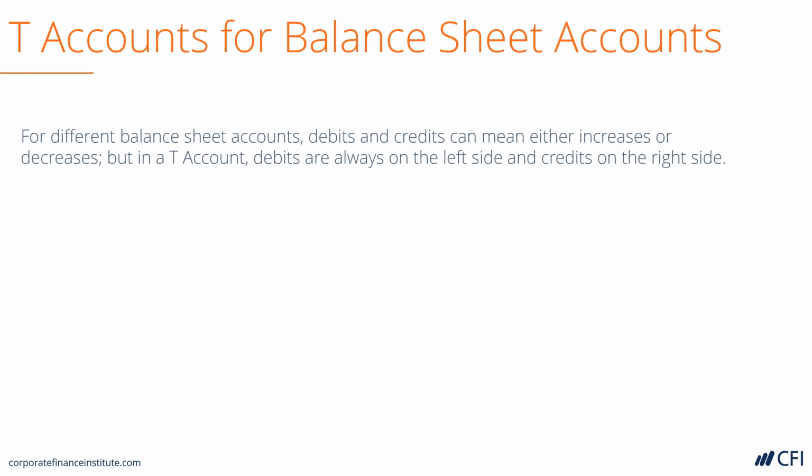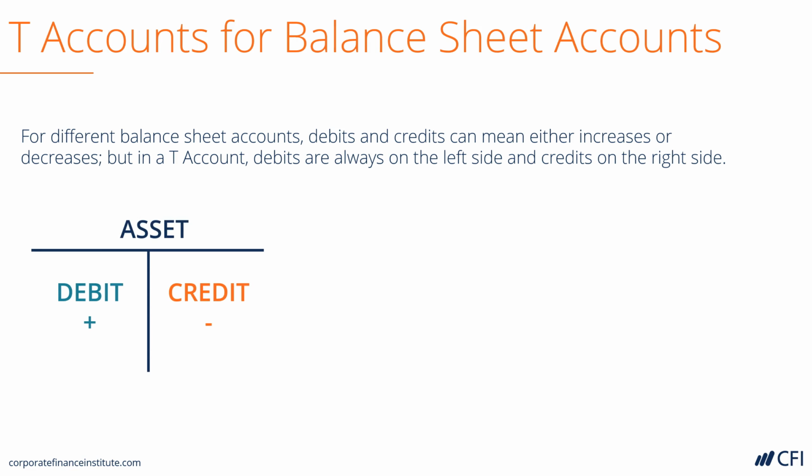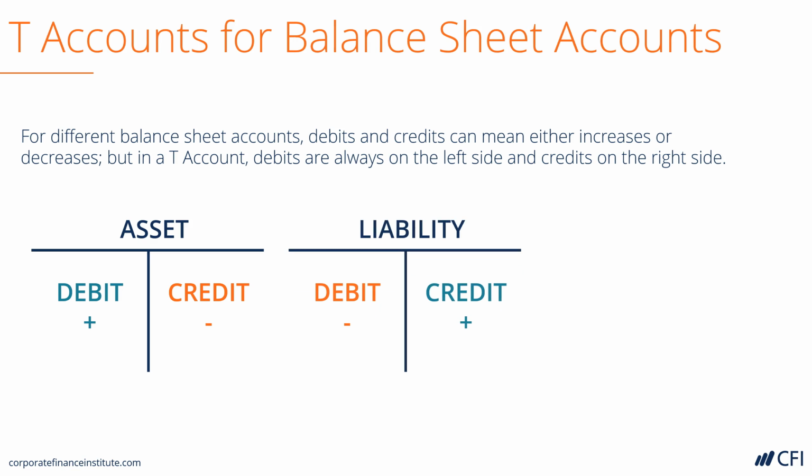On the balance sheet, debits and credits mean different things for different types of accounts. Let's look at what we mean in closer detail. On the assets section of the balance sheet, debits represent an increase in value and credits a decrease in value. For liabilities, it's the opposite. Debits represent a decrease in value and credits an increase.